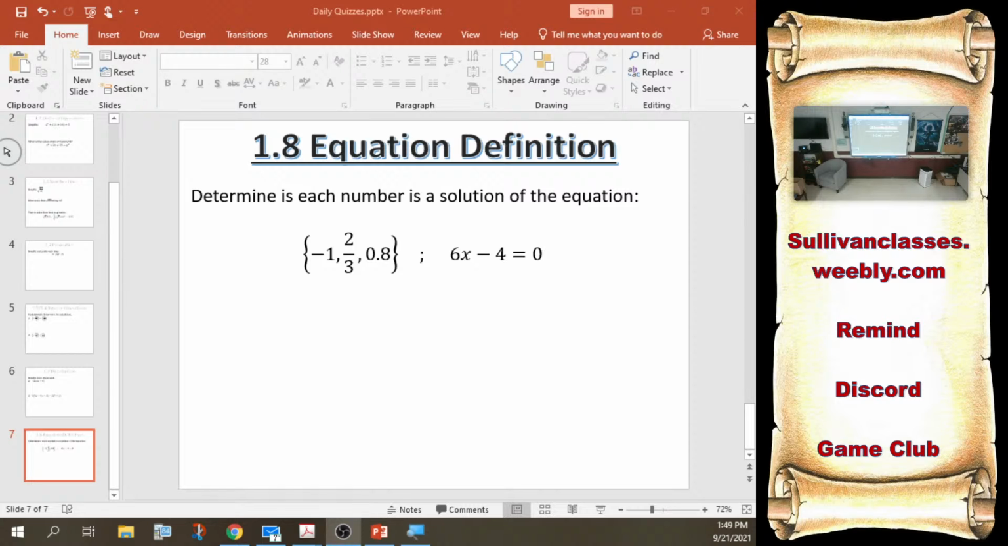It's basically our tables from Friday. Make the table, do the work, show whether those three are solutions or not.